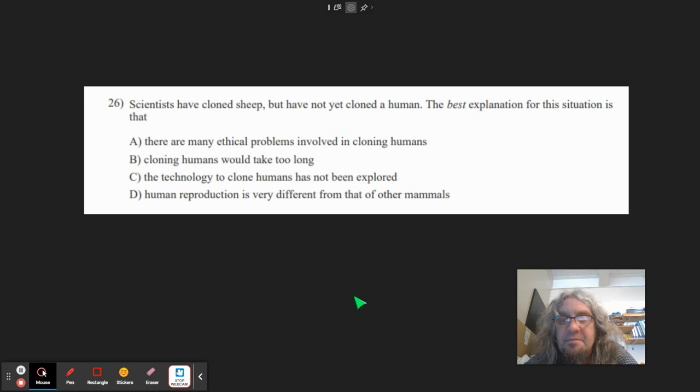Scientists have cloned a sheep, but have not yet cloned a human. The best explanation for this situation is A, there are many ethical problems involved in cloning humans. B, cloning humans would take too long. C, the technology to clone humans has not yet been explored. Or D, human reproduction is very different from that of other mammals.